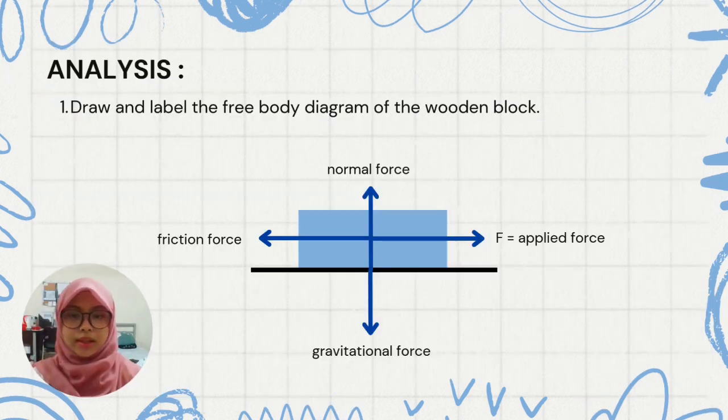Moving on, this is the analysis of the experiment. Number 1. Draw and label the free body diagram of the wooden block. The forces acting on the wooden block are the upwards normal force, downwards gravitational force, applied force to the right, and frictional force opposing motion.